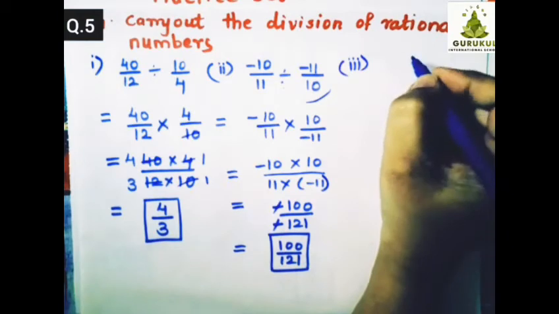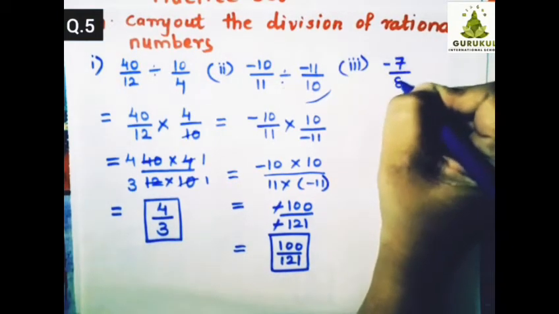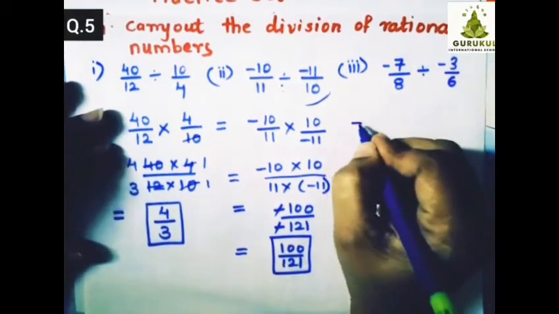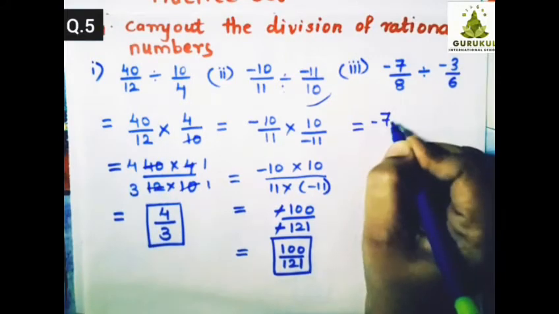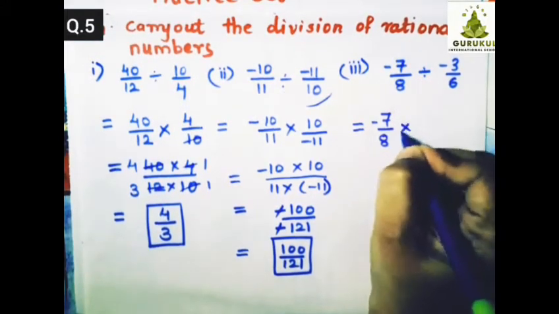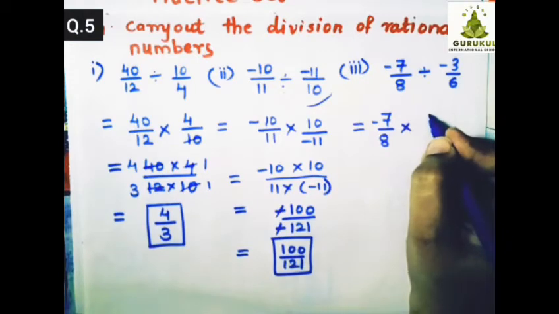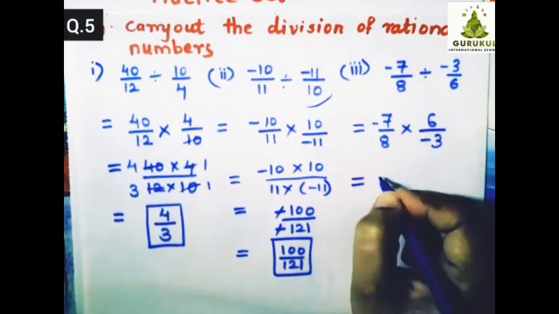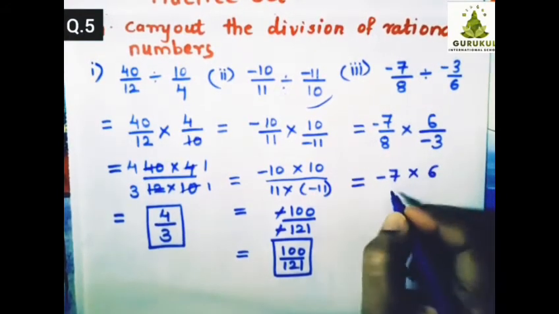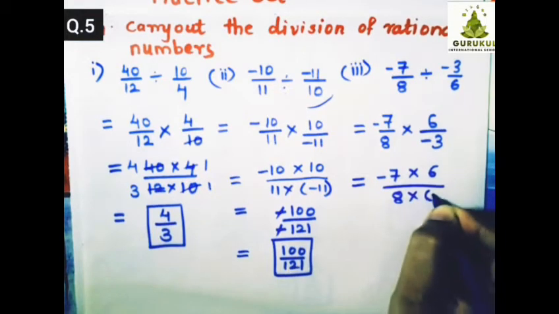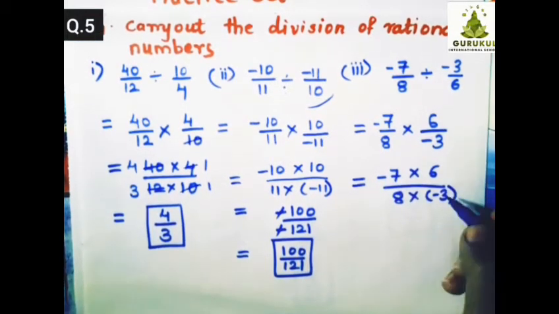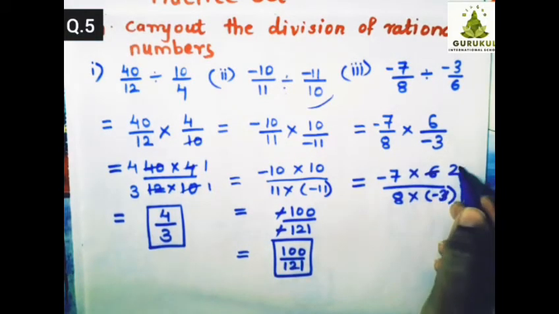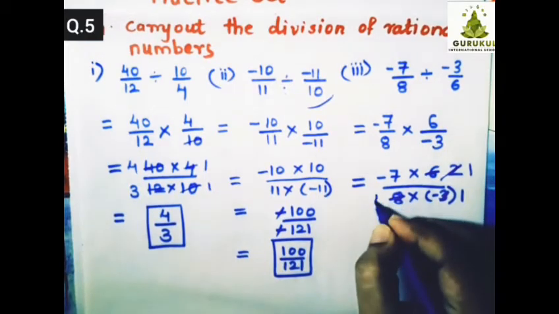It's minus 7 upon 8 divided by minus 3 upon 6. Write it. First fraction, write it as it is, minus 7 upon 8. Convert this division to multiplication, it will become 6 upon minus 3, correct? Then write it together, minus 7 into 6 divided by 8 into minus 3. Here you can divide it in which way? 3 ones are 3, 3 twos are 6. Then 2 ones are 2 and 2 fours are 8.